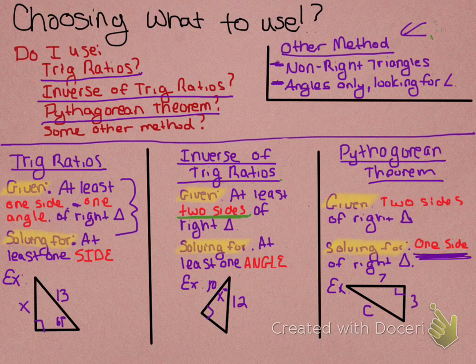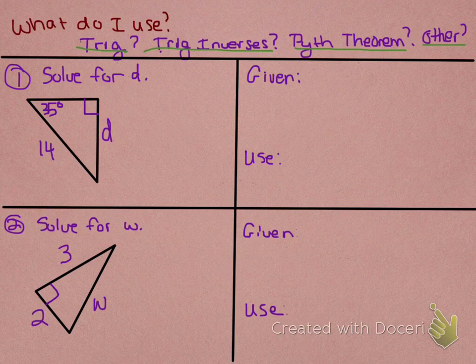So let's look at some examples of how to make the choices. So this says, what do I use? Do I use trig? Do I use trig inverses? Do I use Pythagorean theorem? Or do I have to do something different? So let's look at number 1 where it says solve for D.